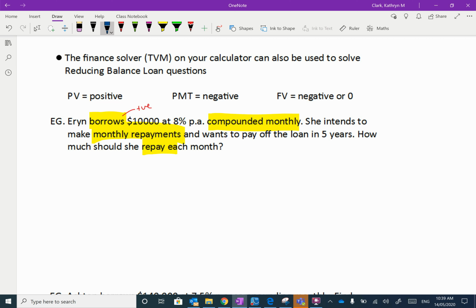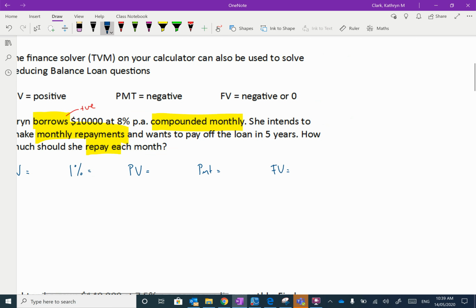So I'm going to start off to solve this question by writing out all of my variables here that I need to fill in. I need N, I need the interest rate, I need the present value, I need the payment, I need the future value, and then I need the number of compounding periods per year, which would be the same as the payments per year, the same as the compound periods per year. So this is the first thing I'm going to write down when solving this kind of question.